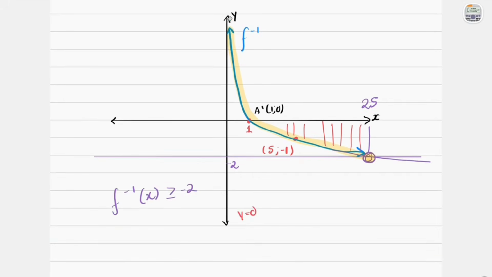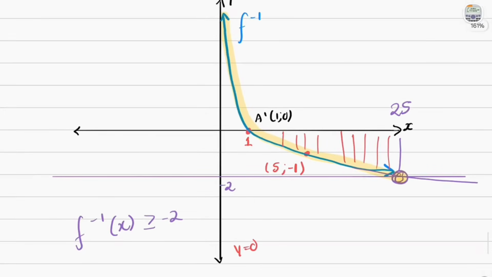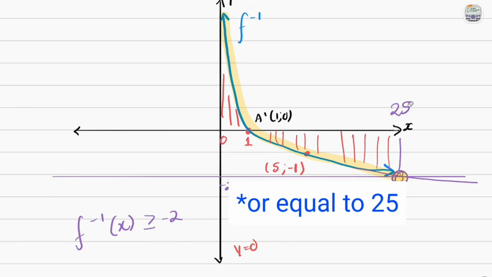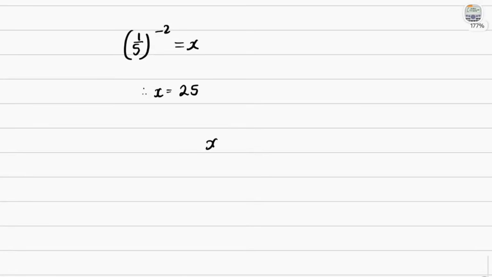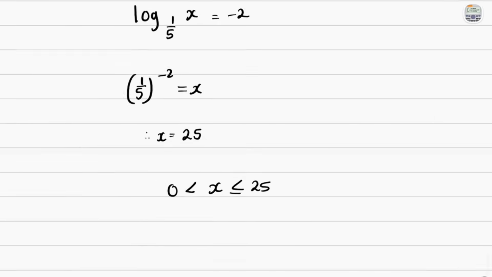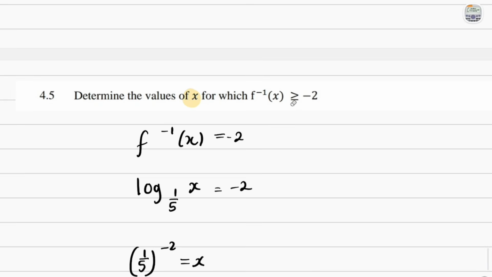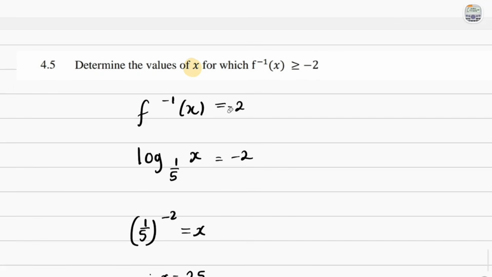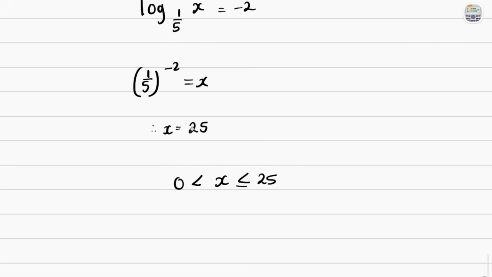So this graph will never pass this y-axis, meaning that these values that are greater than or equal to -2 are values that, if you line it down, are never going to go beyond 0. So it's values that are greater than 0, but less than 25. And that will be our answer. So we'll simply tell them this is where x is greater than 0, but now I have to say less than or equal to 25. And the reason why is because they want values that are greater than or equal to -2. At -2, we have an x value of 25, so it's also equal to 25. And this is our answer.